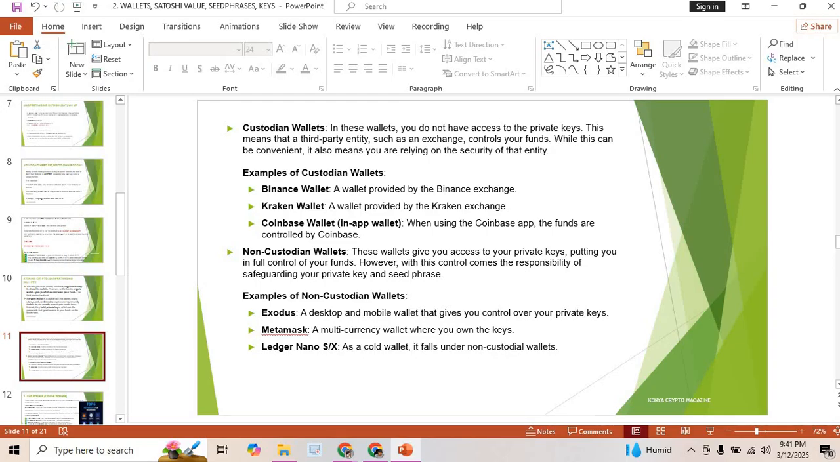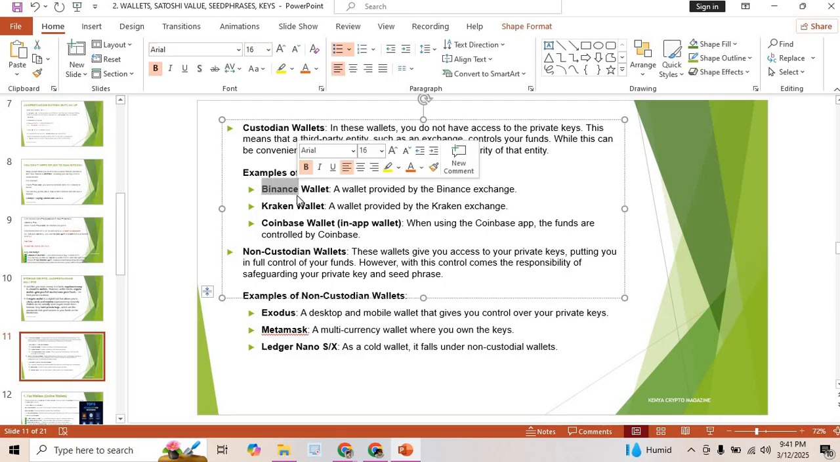So FTX was also an exchange. It was actually the biggest exchange at that time, just like the way Binance is the biggest exchange in the current times. And it went down with people's money. So that's the only downside of custodian wallets. They are centralized because they are inside centralized exchanges. And what you can see, we have here the Binance wallet. Binance is an exchange which is centralized. Kraken is also an exchange which is centralized. Coinbase is also an exchange which is centralized.